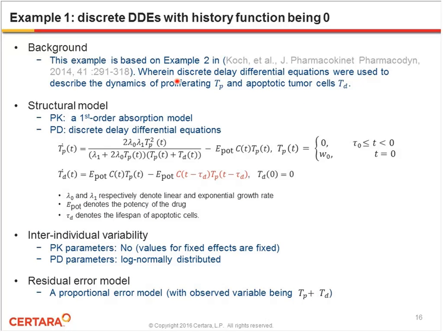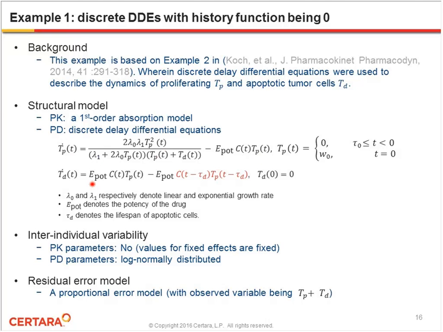Here the discrete DDEs are used to describe the dynamics of proliferating tumor cells, TP, and apoptotic tumor cells, TD. For this example, it includes a first order absorption PK model, and for PD, it describes the dynamics of TP and TD. Now the TP is described by this differential equation. This one describes the growth of proliferating tumor cells, and this term defines the effect of the drug on the proliferating cells.